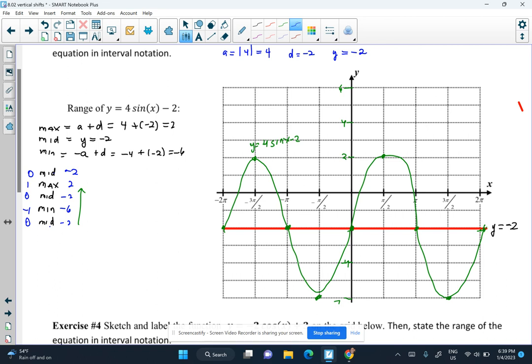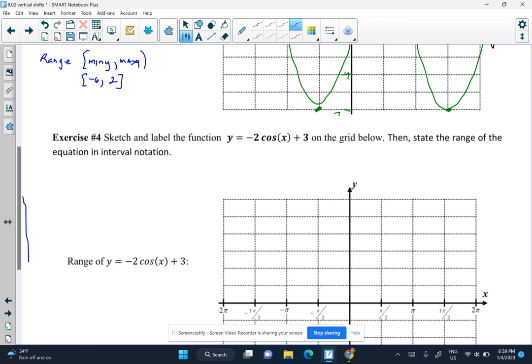What is the range of a function? Well, the range of a function, and we're writing it in interval notation, goes from your minimum y, always the lower number, the minimum number is to the left, to the maximum y. And so in this case, it's going to be from -6 is our lowest value, and our highest value is +2. And so that's our range.